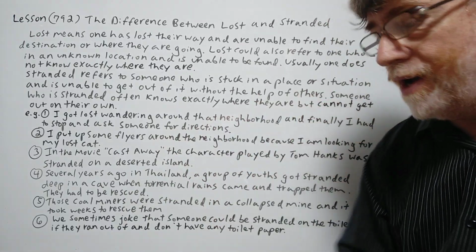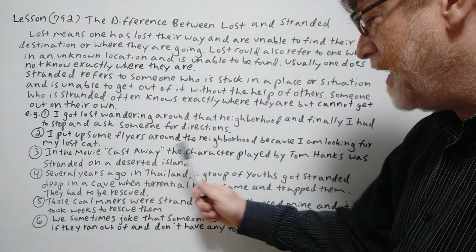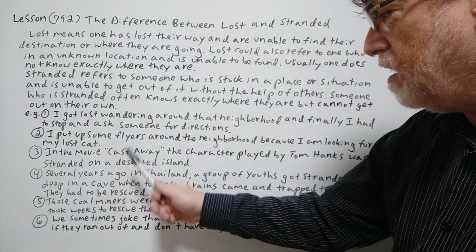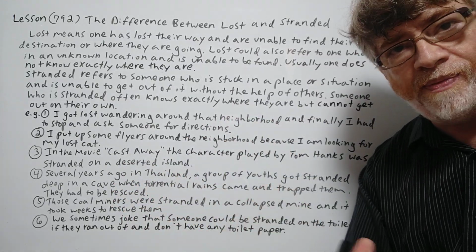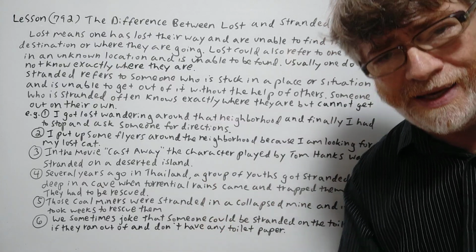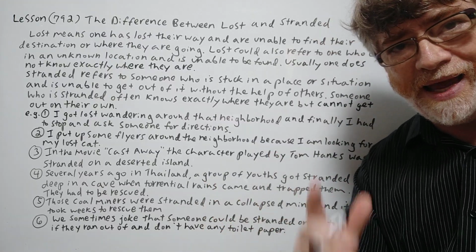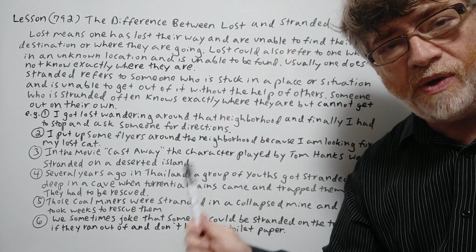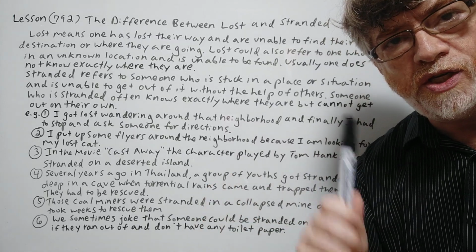They're just wandering around. Number 3, in the movie Castaway, the character played by Tom Hanks was stranded on a deserted island. I don't know if he knew exactly what island he was on, but he could not get out on his own. He needed help. He eventually figured out a way. But this is a perfect example of what we say is stranded.